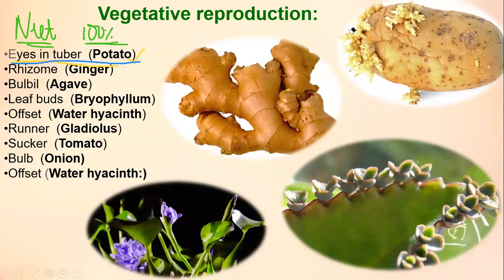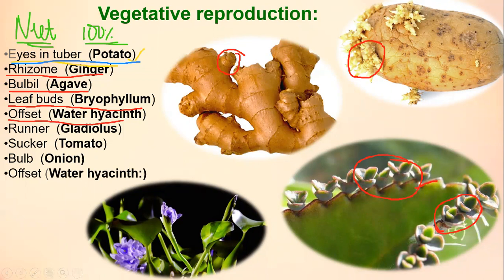One second, children. Let me have the pen. Yes. Then you have rhizome in ginger. This is a rhizome, and the rhizome in ginger is also an asexual reproductive structure. Then bulbil in agave, which is an asexual reproductive structure. Then Bryophyllum through adventitious buds. New plants develop from the adventitious buds. This is the Bryophyllum. Then offset of water hyacinth.